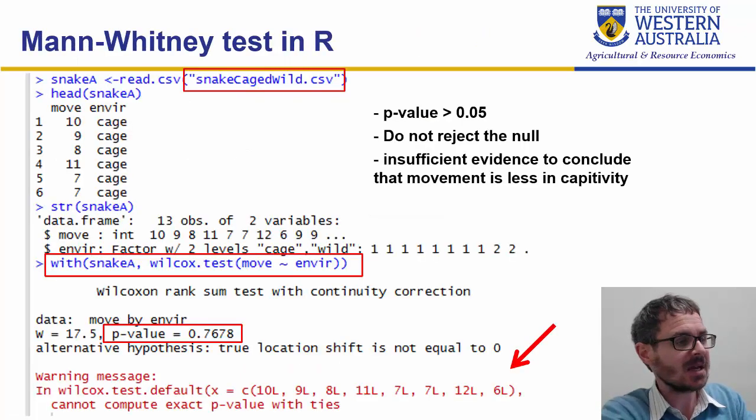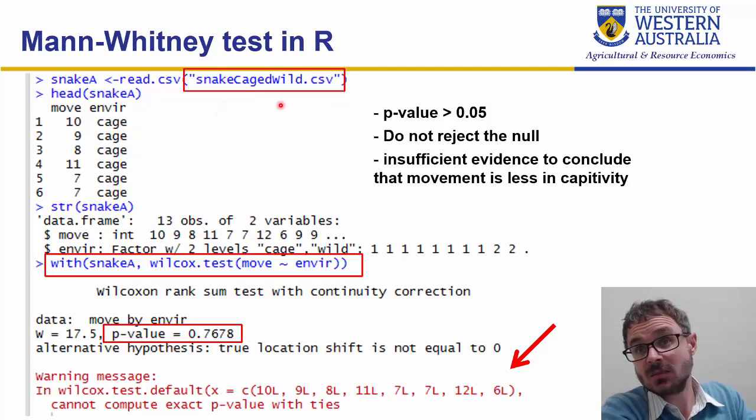We want to conduct the test, so we need to read in our data. I give it a name, snake A, caged, wild, comparison. That was my data file. You can see I've got my movement intensity data here, and I've got my factor variable in here, whether they're in the cage, in the tank, or whether they're in the wild. I only had 13 observations.